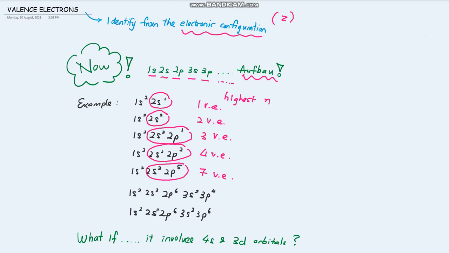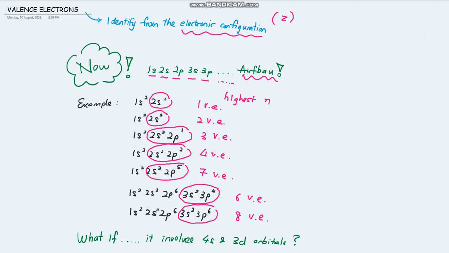So how about if we increase the energy level? From 1s2, 2s2, 2p6, 3s2, 3p4. So for now, the highest value of n turns into 3. So we consider 3s and also 3p subshell. So 3s2, 3p4, 2 plus 4 together give you 6 valence electrons. And the next one, we have 3s2, 3p6. So altogether, 8 valence electrons.